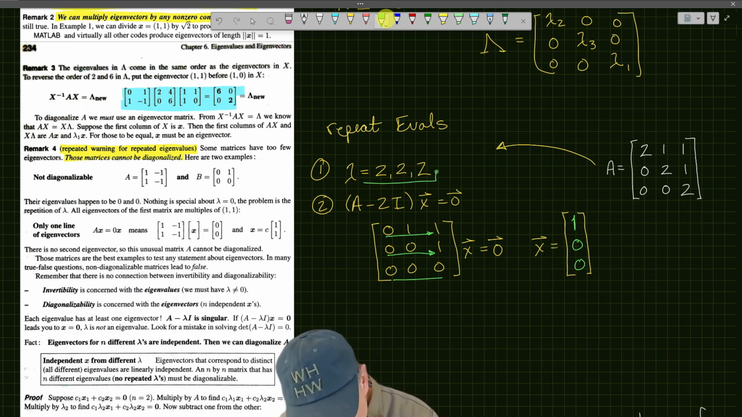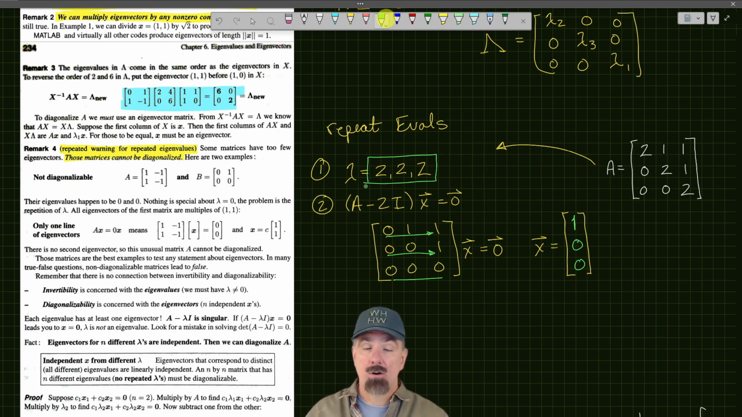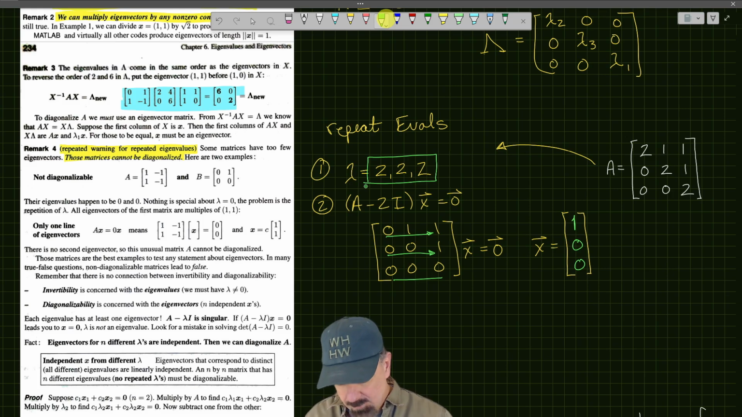So we have 3 eigenvalues that are repeated, but we don't have 3 linearly independent eigenvectors. And as a result, the matrix A in this situation is not diagonalizable. It is reduced, if you will, as far as it can go. Let me just show you another example to make this point.